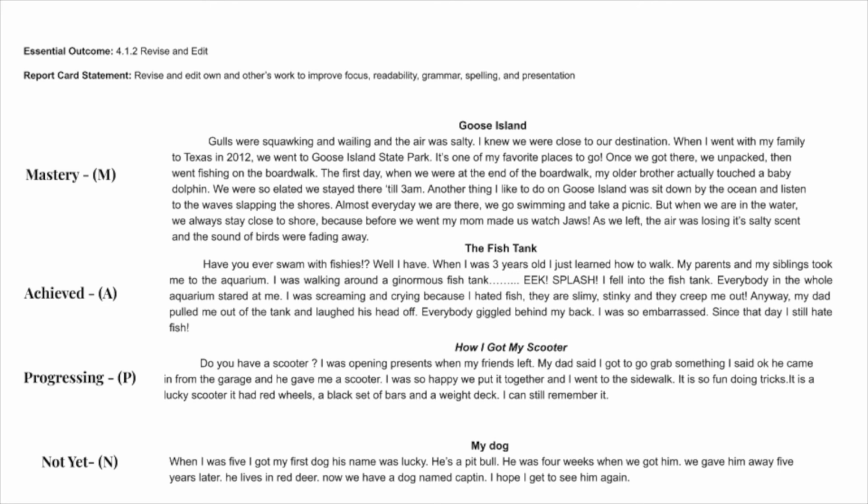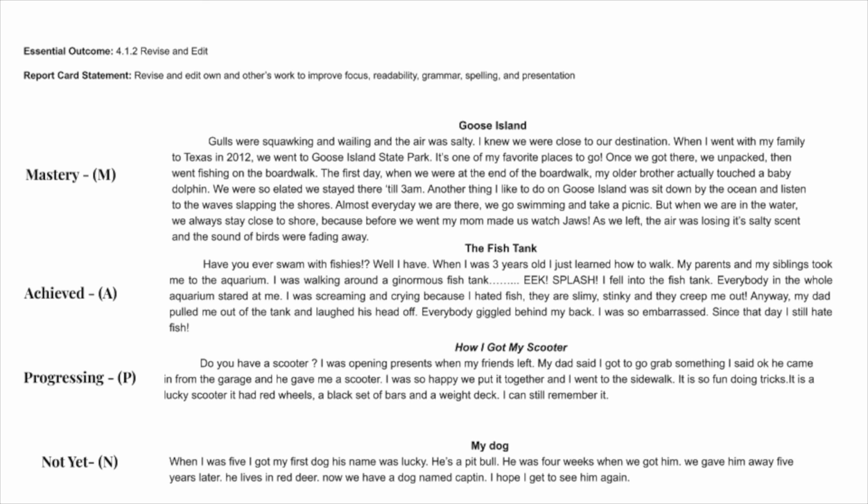The paragraph Goose Island is an example of mastery because the student went back into their work and gave examples of descriptive language, showing not telling. They provided relevant and engaging details. Their focus remained clear throughout the paragraph, and there were little to no convention errors. The example, the fish tank, is an example of achieved because they have kept a clear focus throughout the paragraph. They have provided details. They have included some descriptive word choice, and there are little to no convention errors.